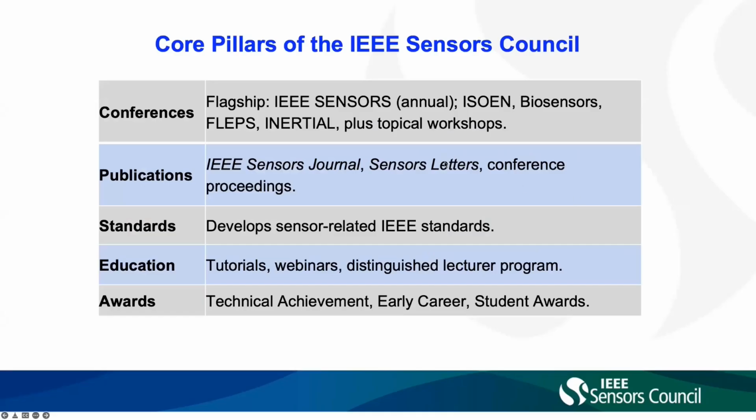The Sensors Council has the flagship conference, Sensors Annual. It has the ISOEN, that's a biannual odor monitoring eNose conference. It has Sensors Journal, Sensors Letters, a number of other conference proceedings, develops standards, has tutorials, distinguished lecturers. So it has all of the functions that societies have, except it has no members. The members of the council are actually technical societies.